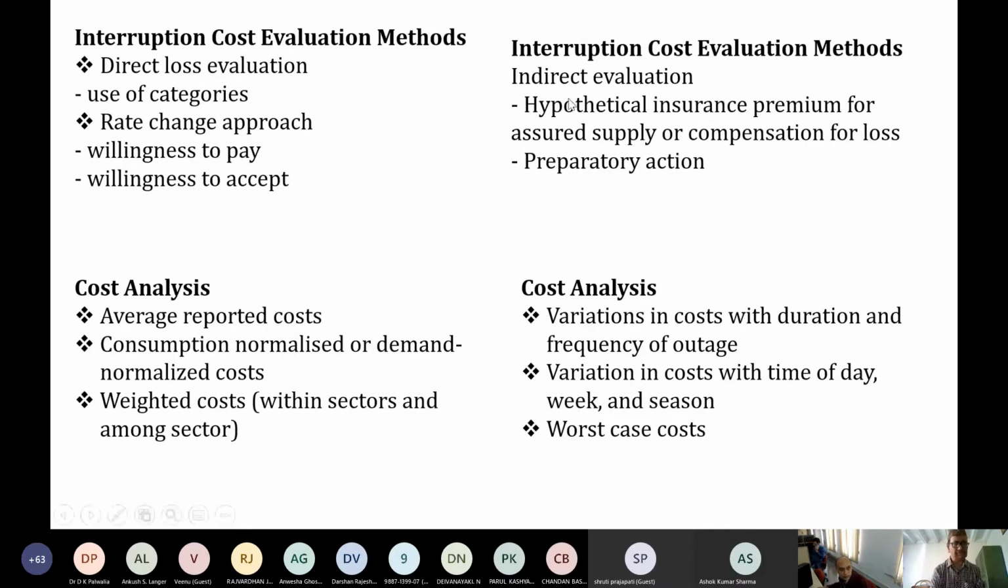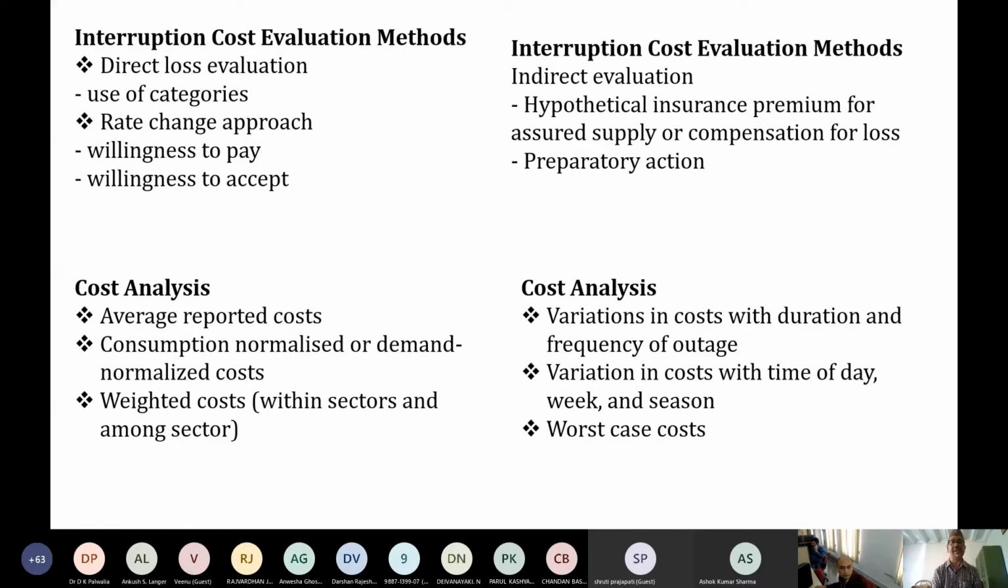Once you have carried out the survey, it is very important to carry out the cost analysis. So what are the costs? Average reported cost. Who reports those costs? Customers will report the cost.